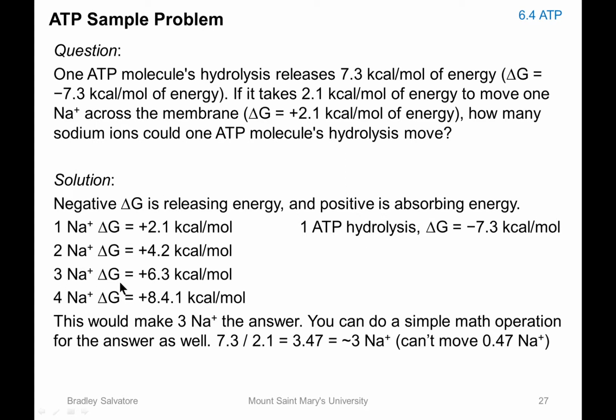Or you can do a simple math operation to get the answer as well. You can take 7.3 divided by 2.1, you get 3.47 Na+ ions, but you cannot transfer 3.47 sodium ions, so you only transfer 3 across. I would recommend you do this quick way during the test so that you can obtain the correct answer. And that concludes our 6.4.